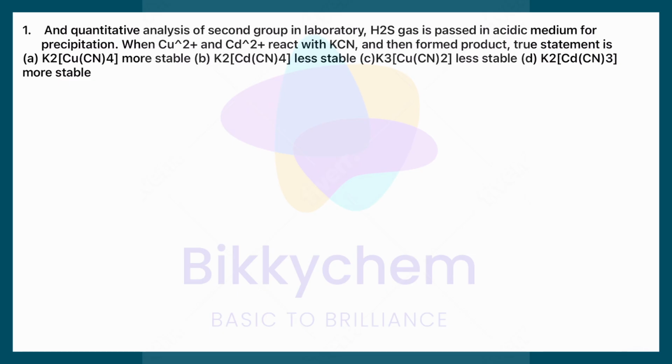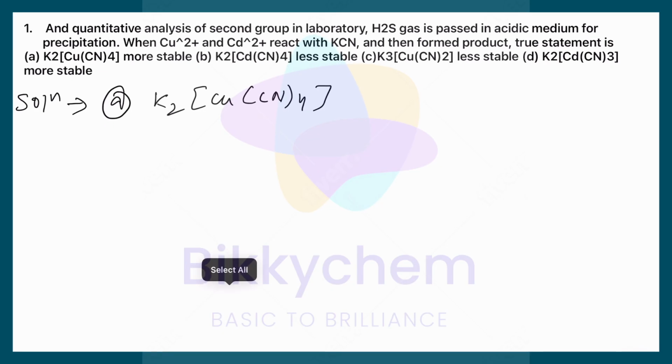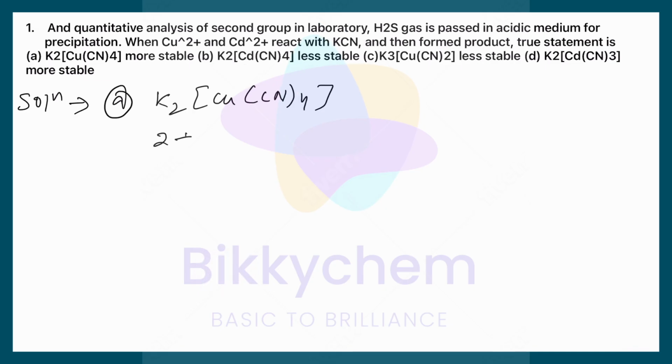Okay, dear student, let's see this question. Among all the options given, which one is the right one? Let's calculate the charge of each copper and Cd in each of these complexes. 2 plus x, so x minus 2 is equals to 0, so x is equals to 2. So it is stable.